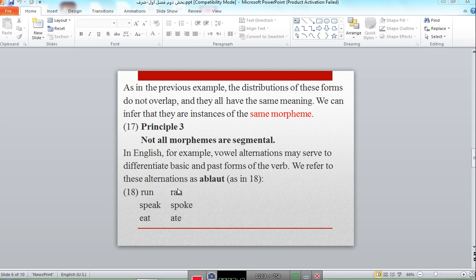We cannot break it down into two parts and say that the first one is the stem and the second one is the sign of the past verb in the English language. So we must look at both the present and past tense forms of these verbs, because it is the contrast between them that is important. Another type, look at another example.